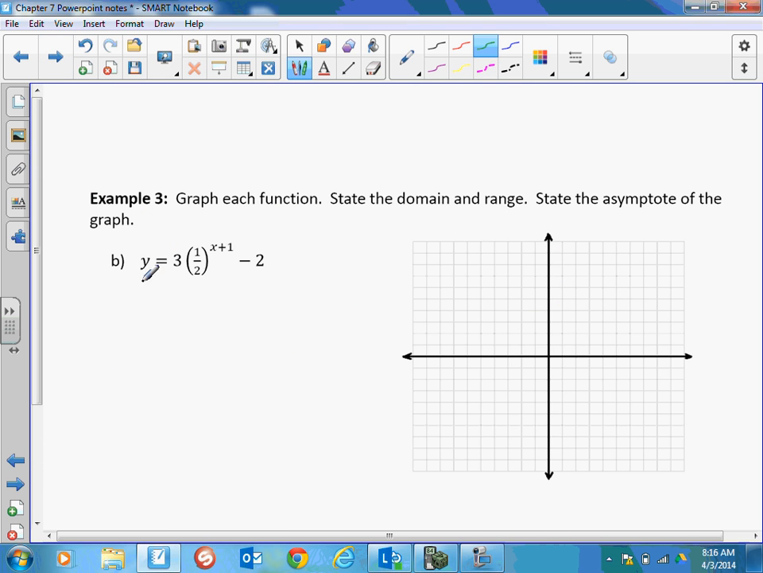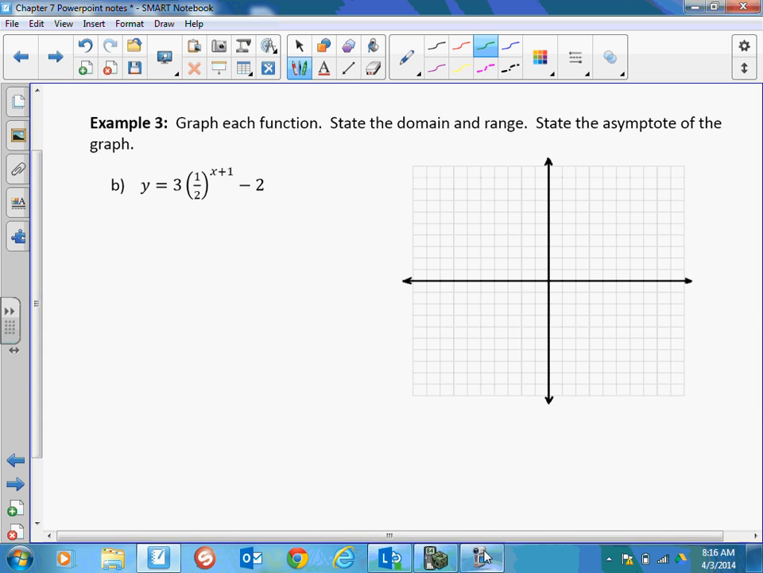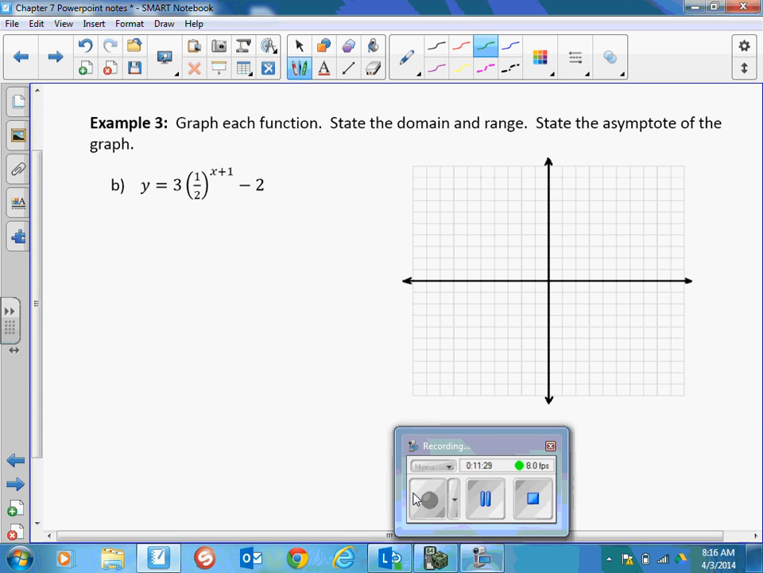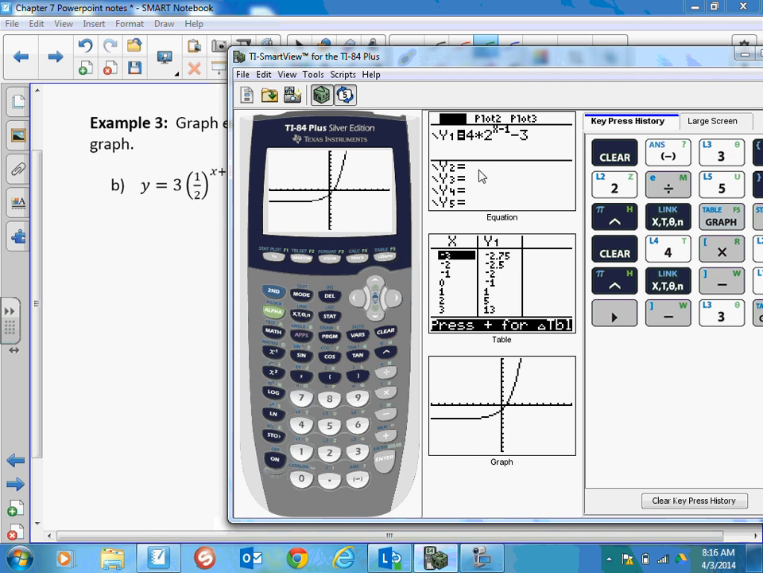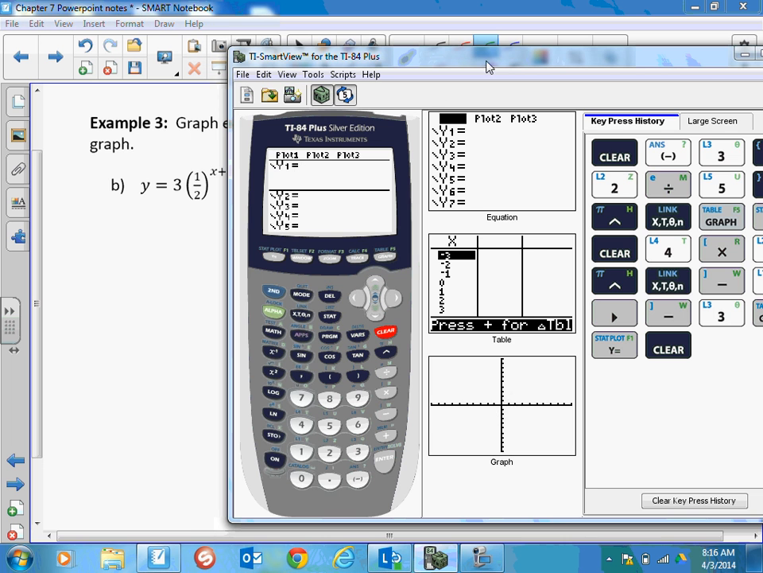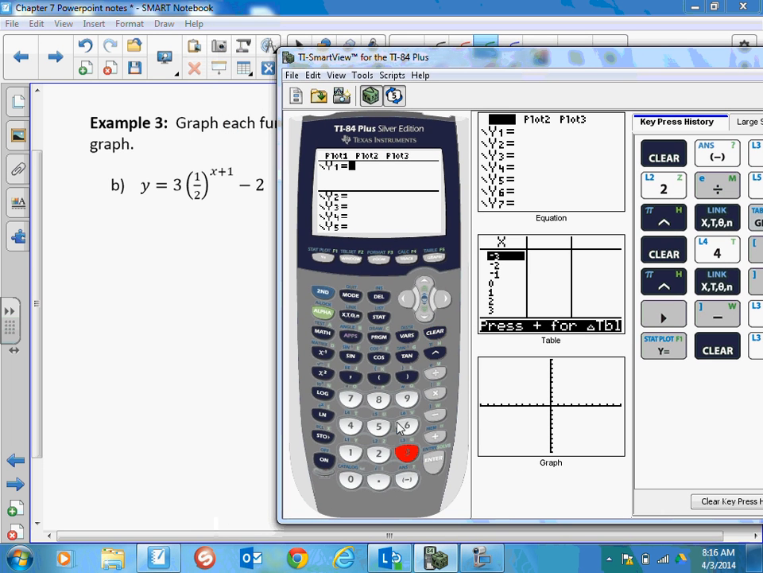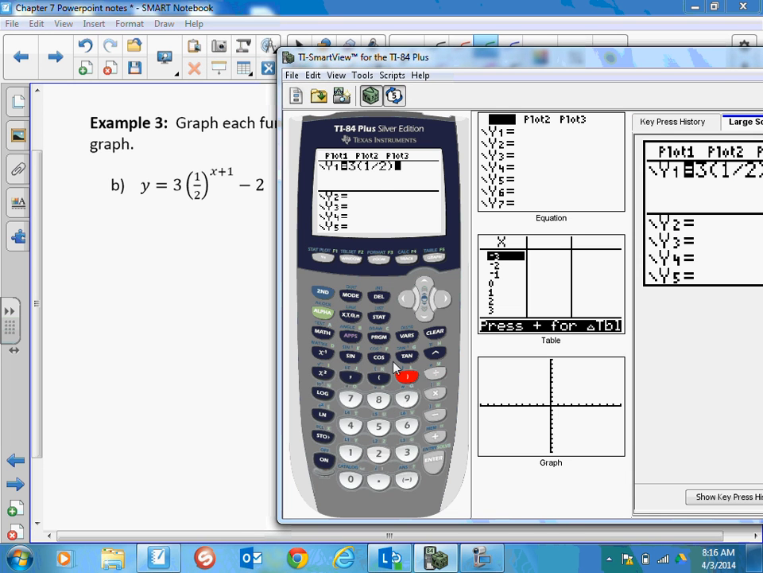All right, let's see if we can do this right the first time on this one. We've got, again, a lot going on. Probably going to put this in my graphing calculator, but you could do it without it. Let's go to Y1, hit clear, and let's go 3 parentheses 1 divided by 2, large screen, and then to the power of x plus 1. And go minus 2.